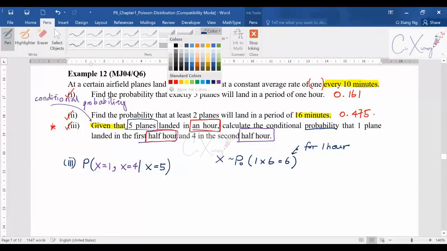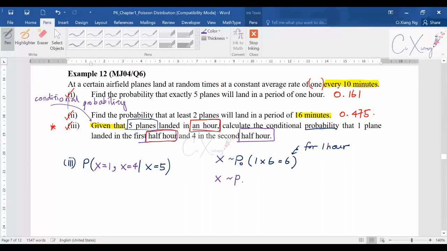Then for purple, I want to get the mean for half an hour. For half an hour you multiply by 3, correct or not? Therefore you should get the mean, which is 3. If you want to remind yourself, this one is for half an hour.